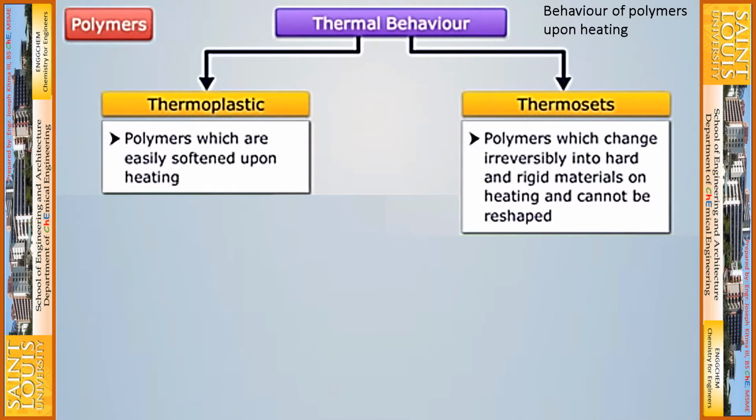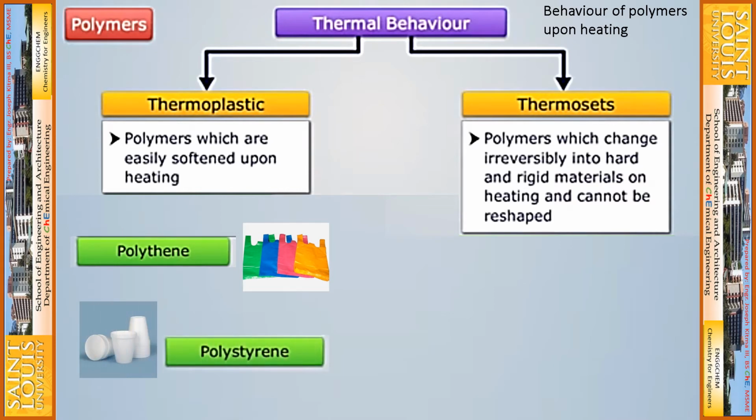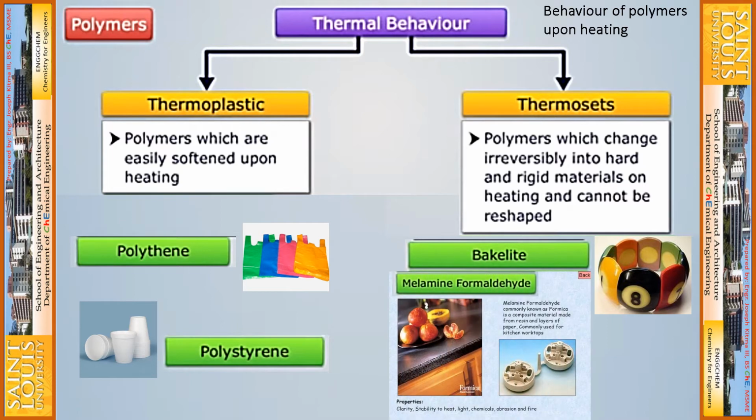For thermal behavior, thermoplastics are polymers which are easily softened upon heating, while thermosets are polymers which change irreversibly into hard and rigid materials on heating and cannot be reshaped. Polythene will be an example of thermoplastic polymers. We also can have polystyrene or styrofoam. For thermosets, we can have the bakelite. Examples of bakelite are the billiard balls. We also can have melamine formaldehyde.